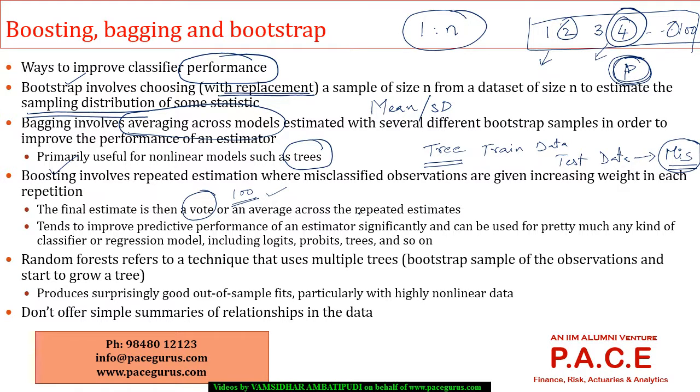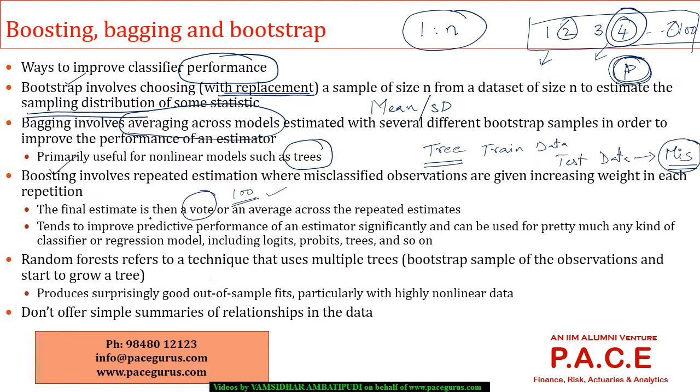The only major difference here is the weightages keep changing. So those observations which are misclassified in the previous round will get much more weightage. So there is a possibility that they may get classified differently in the second round. That's how the voting process works: the model is repeated and finally there is a voting process.